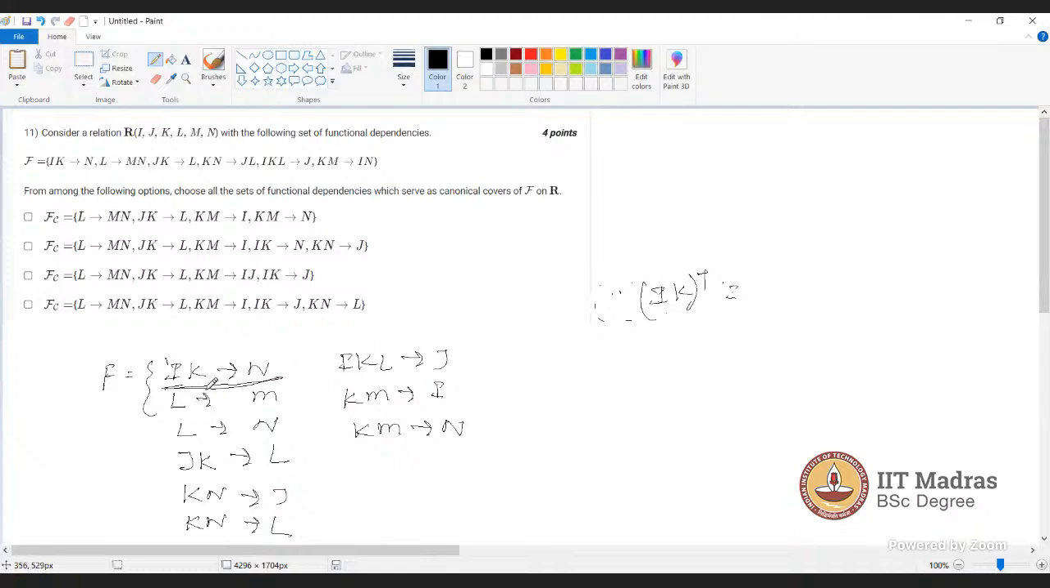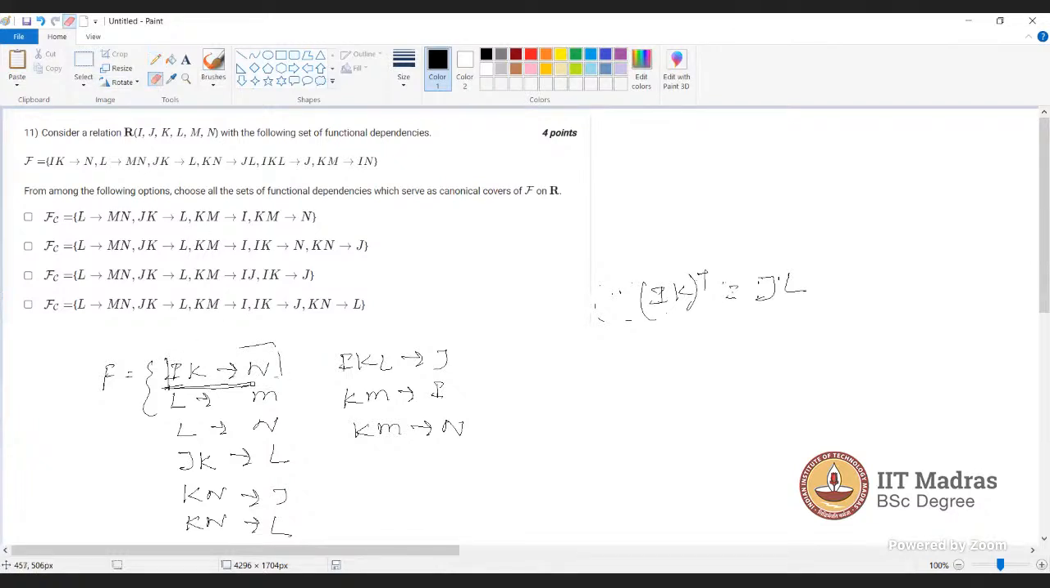What will be the IK closure? N. Anyone? N. With K and you have J. Without the help of this functional dependency, remove this functional dependency. JL. So anyone? J and L. And IKL, that's all. Okay, so this is not a redundant functional dependency.